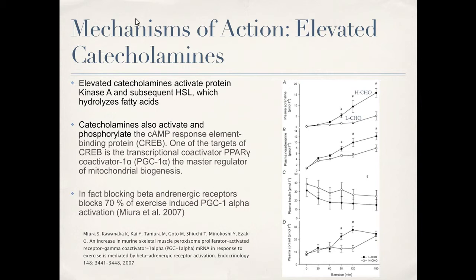Now, if you look at plasma adrenaline levels at the top, which is A, you see the low glycogen state. It's actually reversed. So the low glycogen state is the upper one, and the high glycogen state is the lower one. So you can see that adrenaline is higher. So the point is that that's going to activate and phosphorylate the cyclic AMP response element, and that's again one of the targets of PPAR gamma coactivator 1 alpha, or PGC1 alpha.